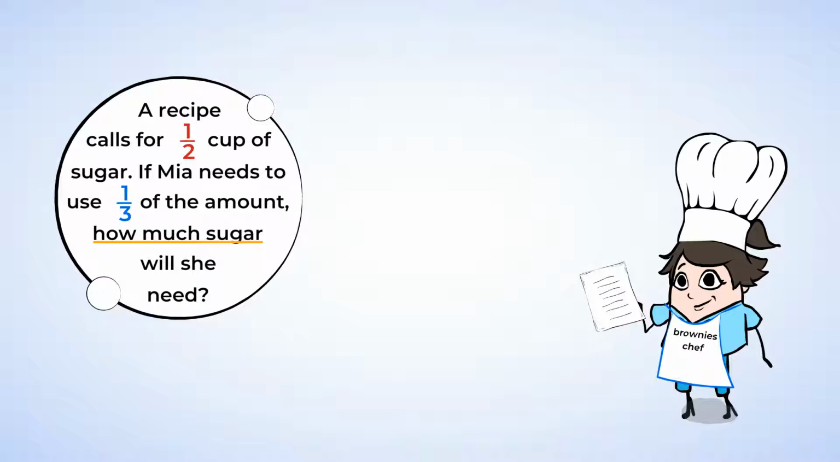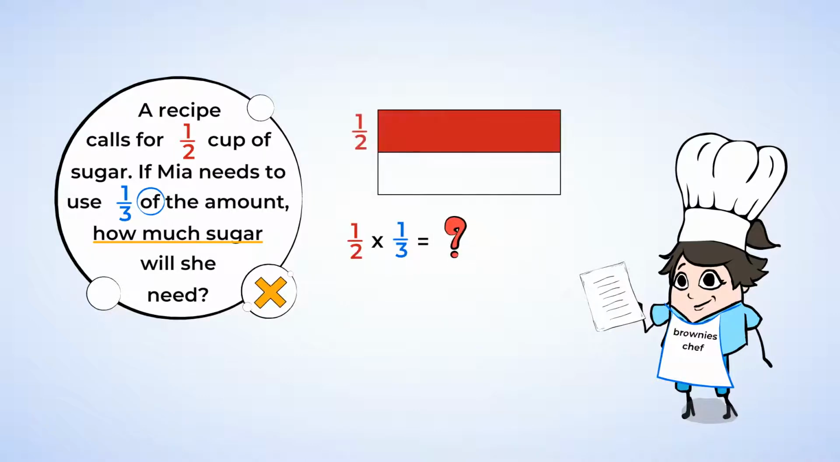Well, another way we can say that is, what is 1/3 of 1/2? The word of in this sentence indicates multiplication of 1/2 and 1/3. So let's set up an area model to help us with this. Here we have a box that represents 1/2. And notice that the rows are representing the first part of our multiplication problem.